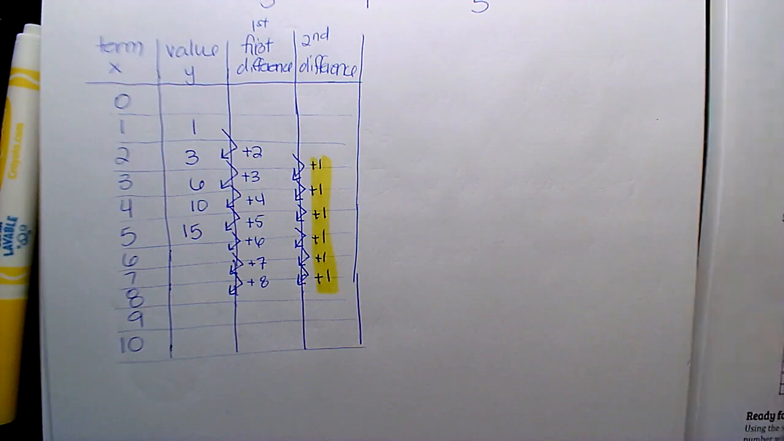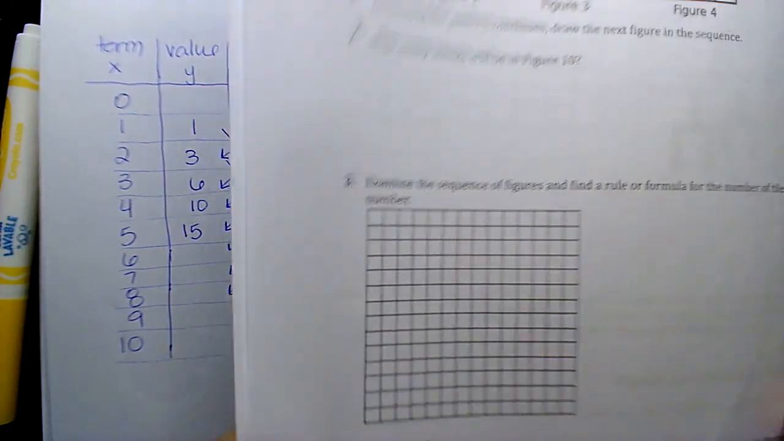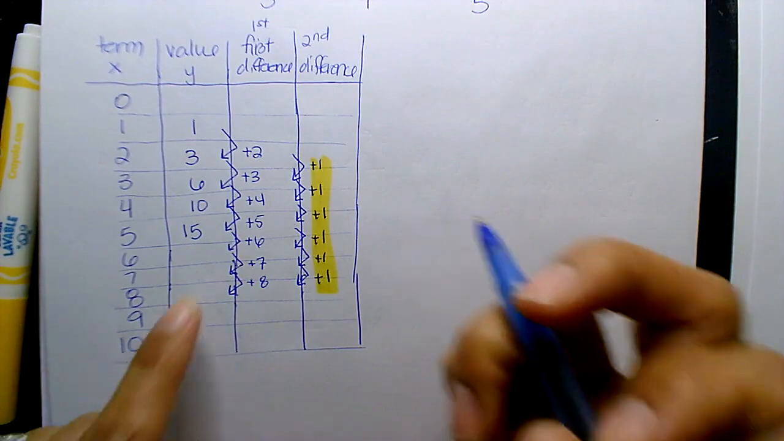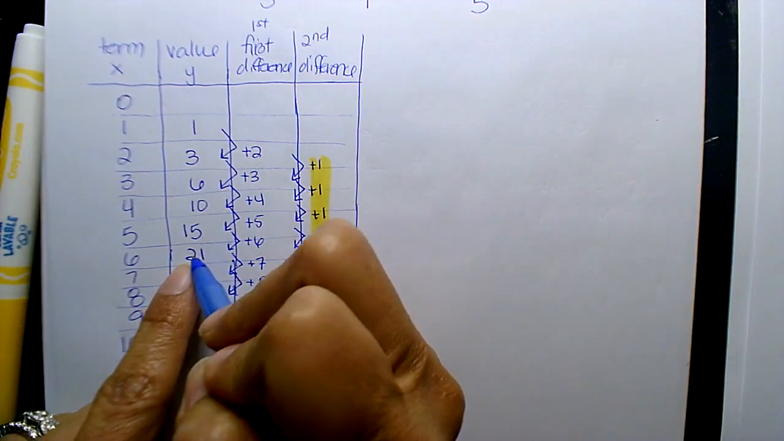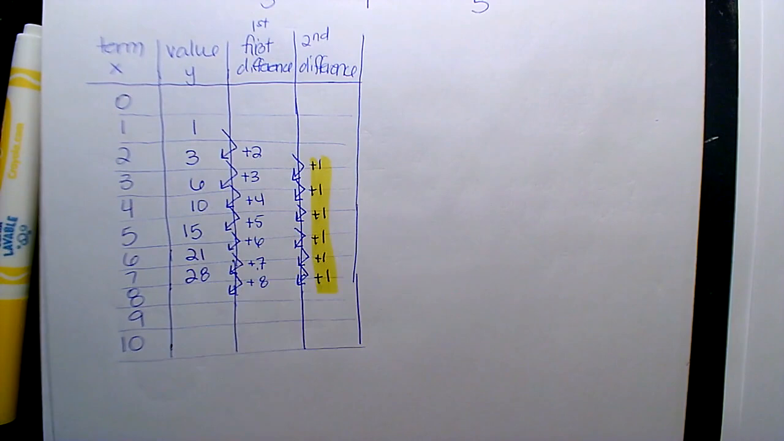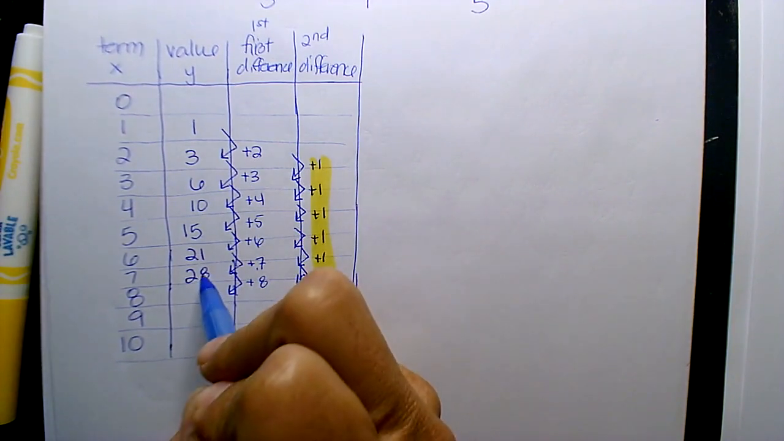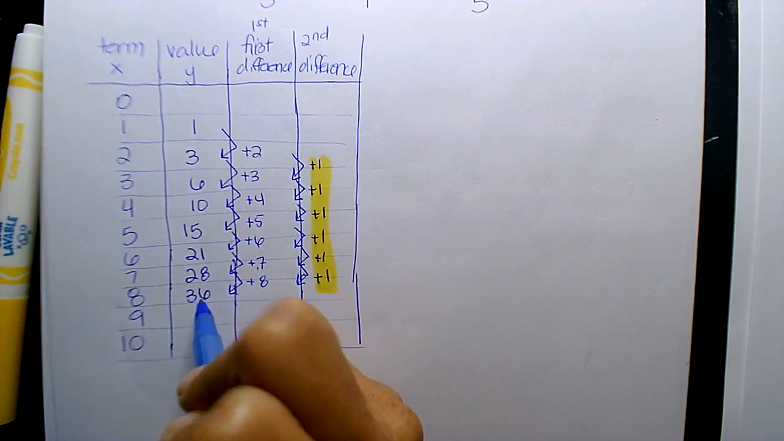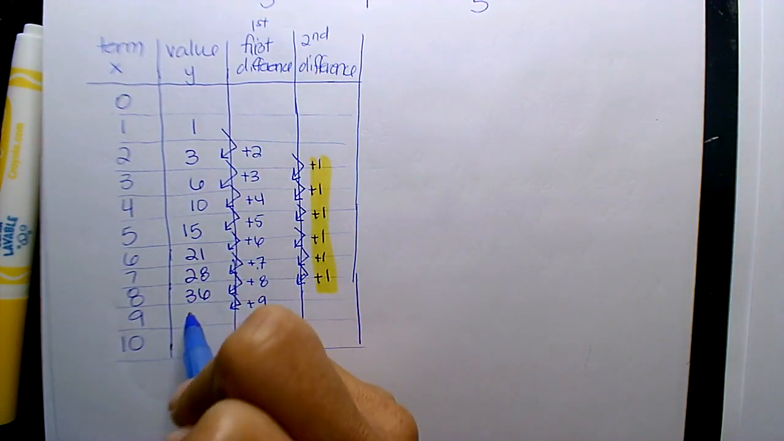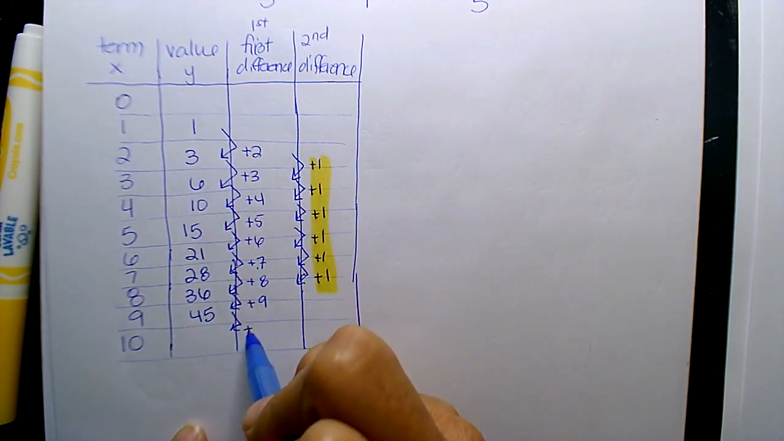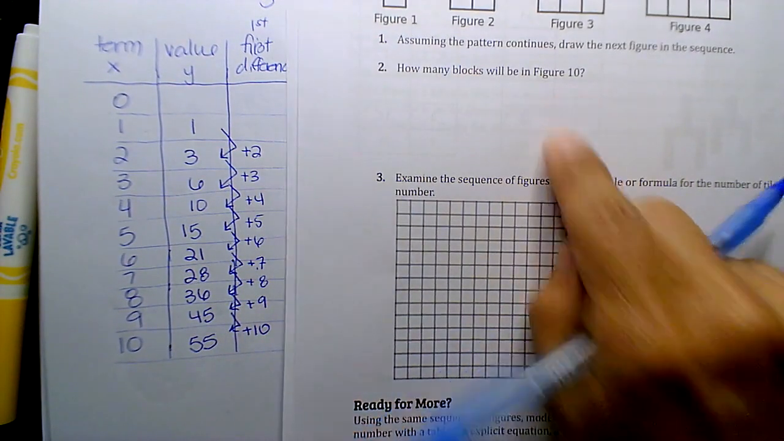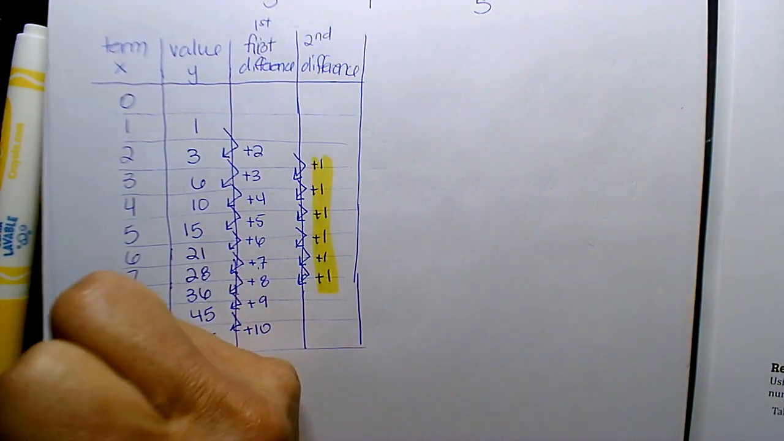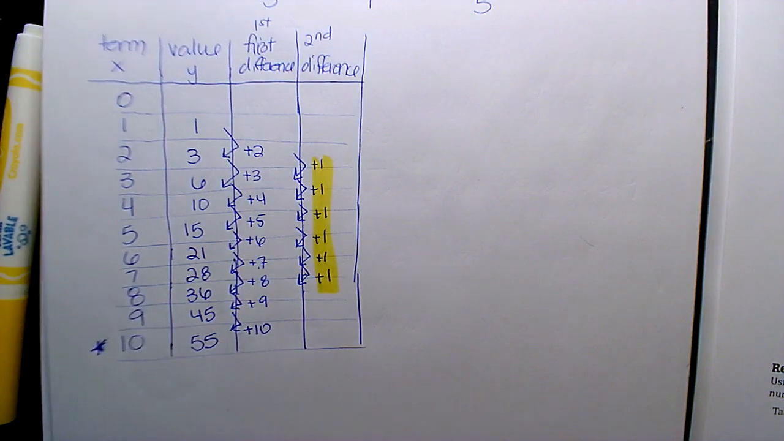Okay, so this is your second difference. So here then, it tells you for question 2, how many blocks will be in figure 10. So let's just find that one. So 15 plus 6 is 21, right? 21 plus 7 is 28, right? 28 plus 8, 36. This is 9, 45, 10, 55. Okay, so it said how many blocks will be in figure 10? It would be 55 squares. Not bad, right? Okay, so here, you guys are done.